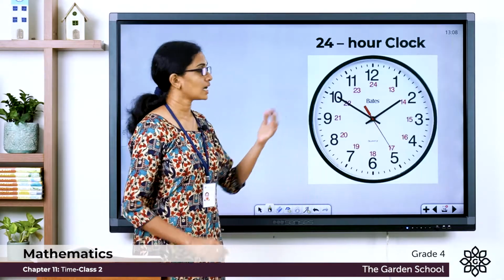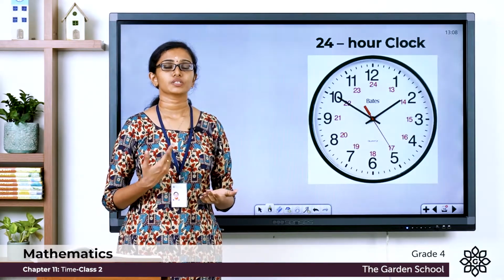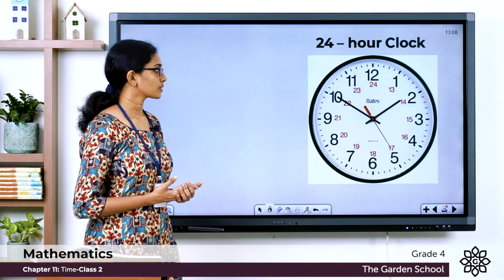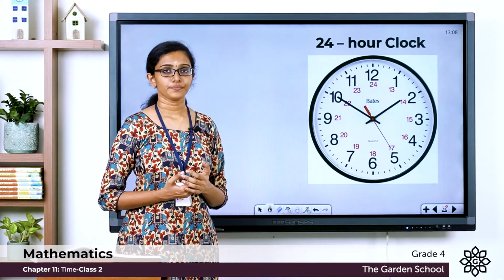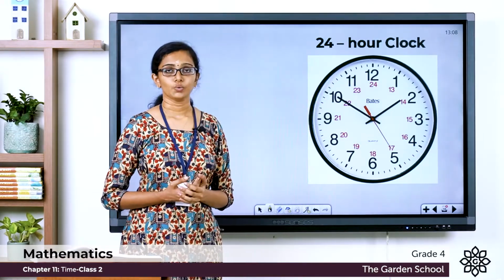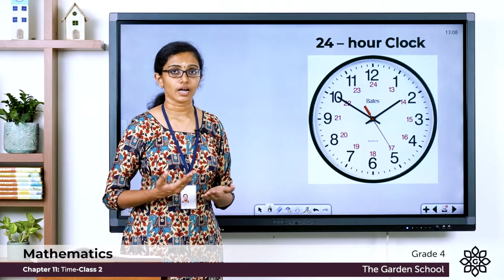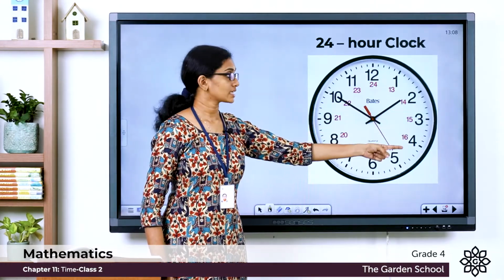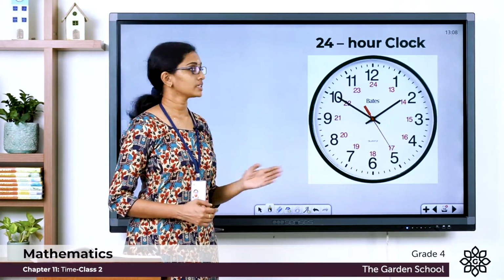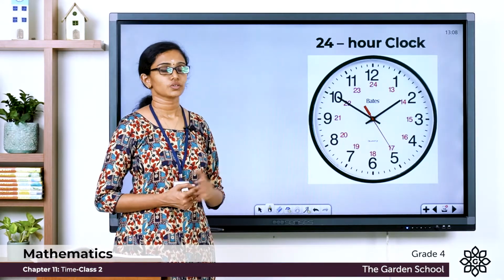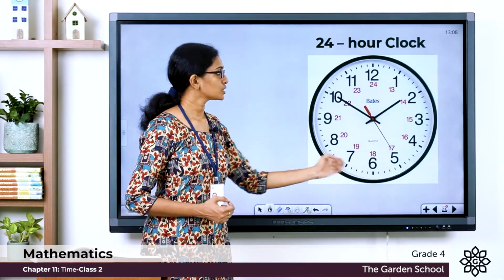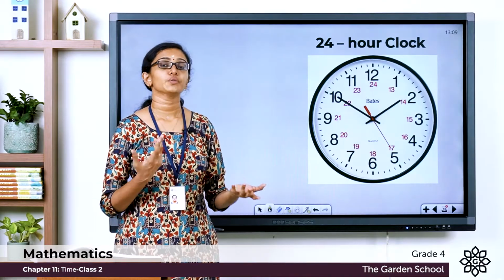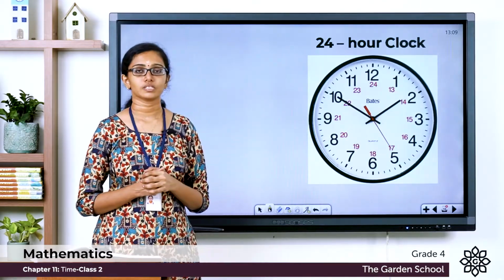But there is also a 24-hour clock system, which is used mostly by airways, railways and the military. In a 24-hour clock system, after 12 in the noon, the hours are counted as 13, 14, 15, 16 and so on till 24. So you can see the numbers from 1 to 24 on this clock. So how do you represent time on a 24-hour clock system?